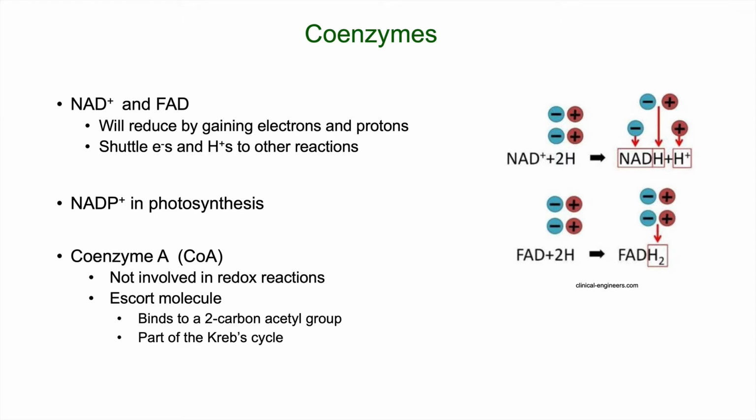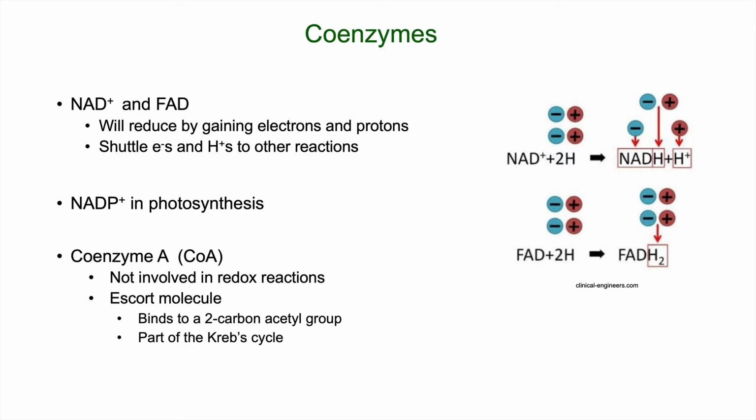Both of these, this is their oxidized form. And both of these will become reduced by gaining 2 electrons and 2 protons to become NADH plus H plus and FADH2 respectively. There's another coenzyme that does a similar process in photosynthesis in the next chapter. That's NADP, nicotinamide adenine dinucleotide phosphate, which would become NADPH plus H plus.